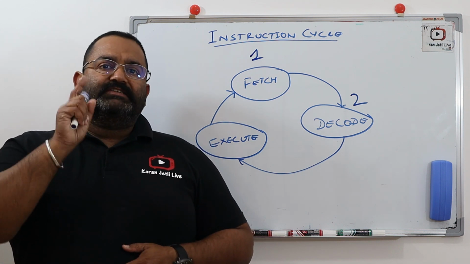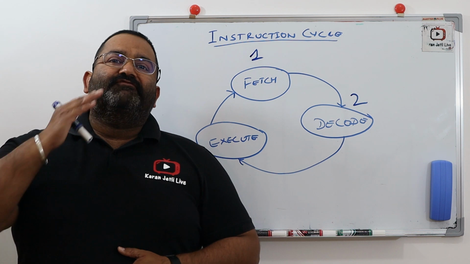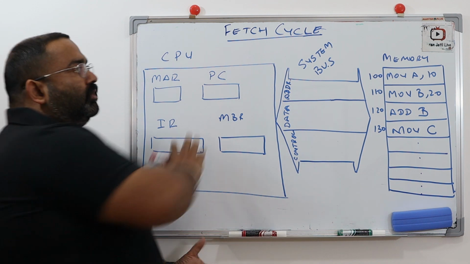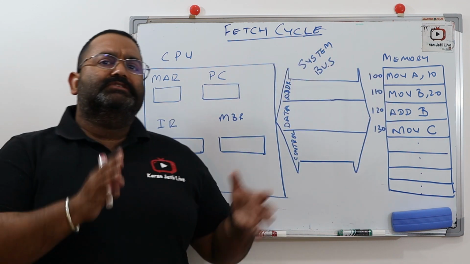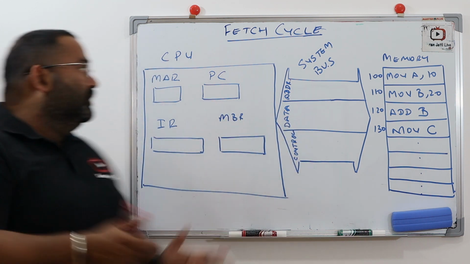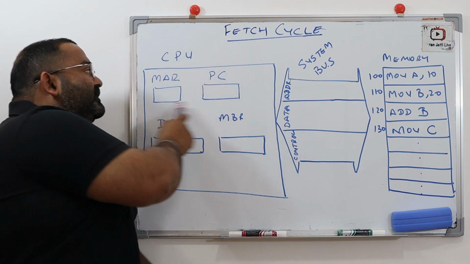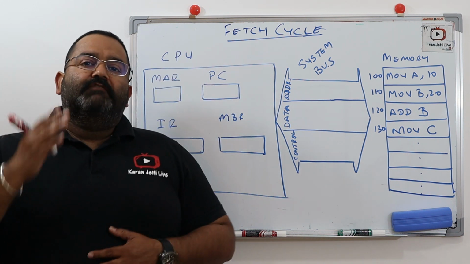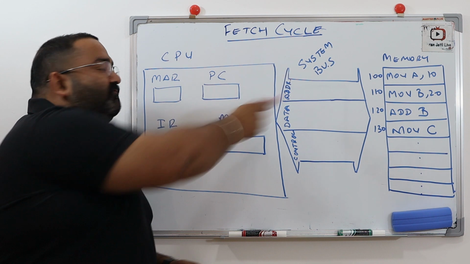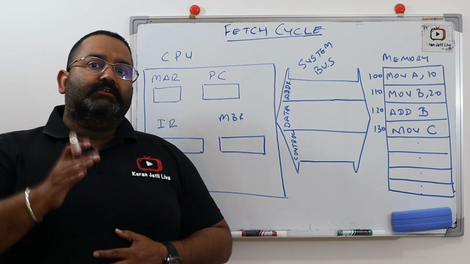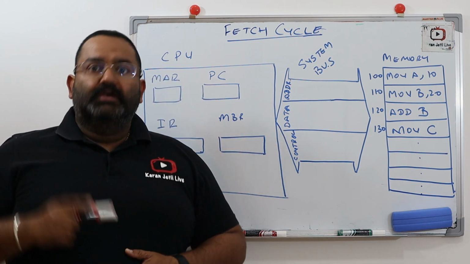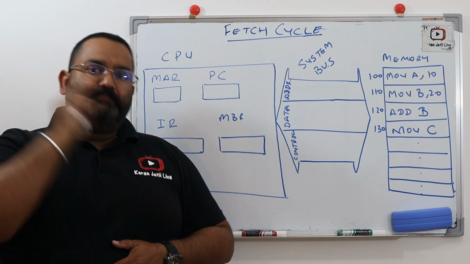So guys, now let us discuss the first stage, that is the fetch stage. Before we start with the fetch cycle, we need to understand the basic organization of the CPU and memory, and how memory and CPU are connected. This is the CPU and these are the different CPU registers which play a very important role in the fetch cycle. I have another video where I have explained the job of each and every CPU register. I will put the link of that video in the description section.